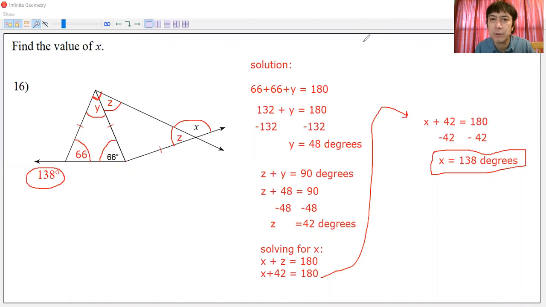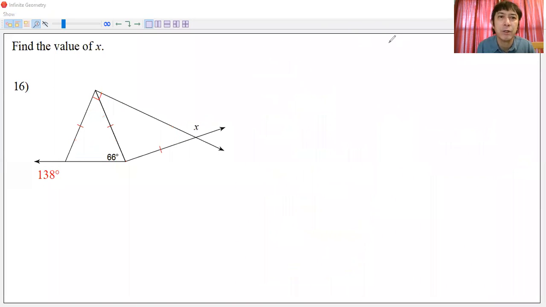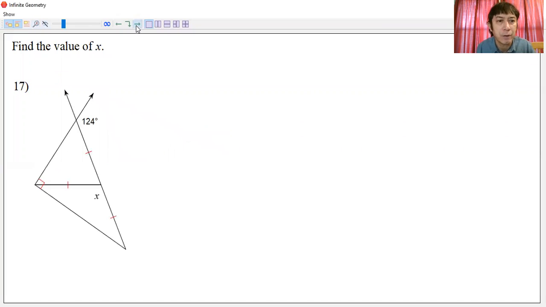Let's continue with 17. Let me clear the screen, clear the answer, and 17. Okay, here's the next diagram. Examine the diagram. It's a combination of several sides forming several triangles. Notice the sides that are equal. So we will have to consider some parts so we can think of how we can solve for the x.